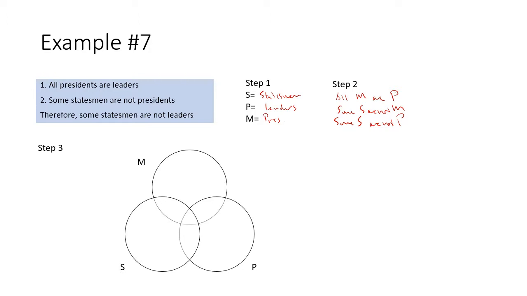So we do our universal first, which is a universal affirmative. All M are P, so we're pushing all the M's into the P circle. And then our particular negative is some S are not M. So here's an interesting situation that I'll pause here to talk about.